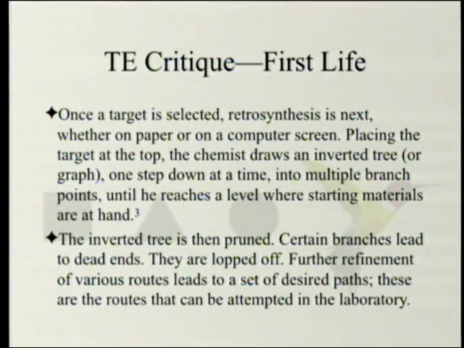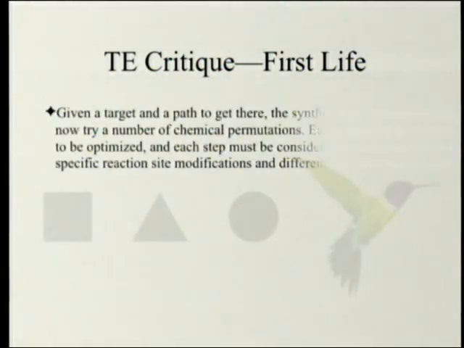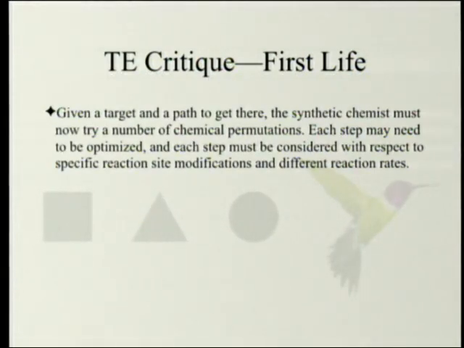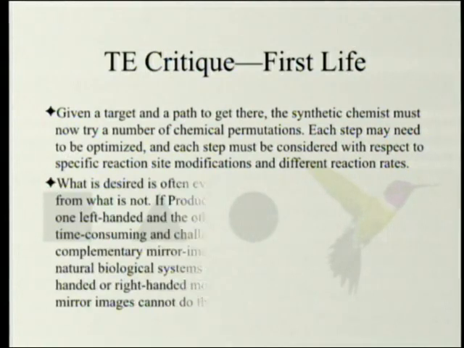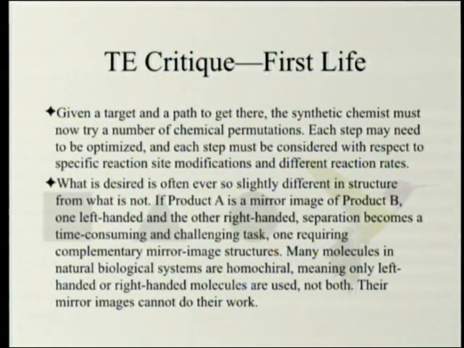The inverted tree is then pruned. Certain branches lead to dead ends, and they are lopped off. Further refinements of various routes lead to a set of desired paths. These are the routes that can be attempted in the laboratory. Given a target and a path to get there, the synthetic chemist must now try a number of chemical permutations. Each step may need to be optimized, and each step must be considered with respect to specific reaction site modifications and different reaction rates. What is desired is often ever so slightly different in structure from what is not.